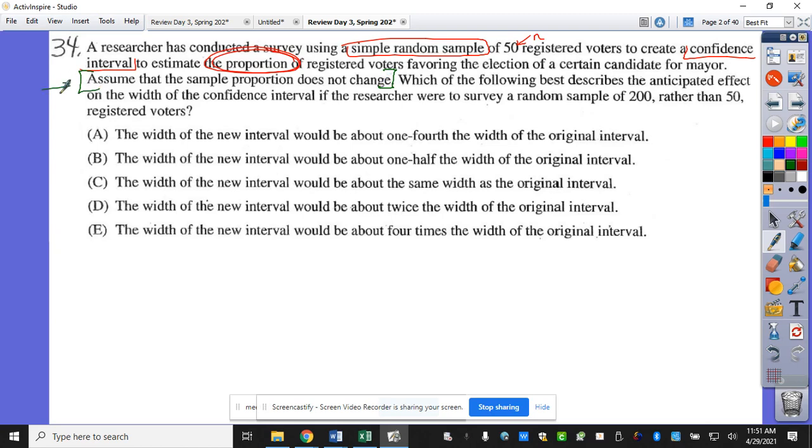Which of the following best describes the anticipated effect on the width if they were to survey 200 as opposed to 50? So I'm changing what? I'm changing my n. The question wants to know what's going to happen to my width. So you definitely need to get to the point where you can say, okay, I know what the question is asking.